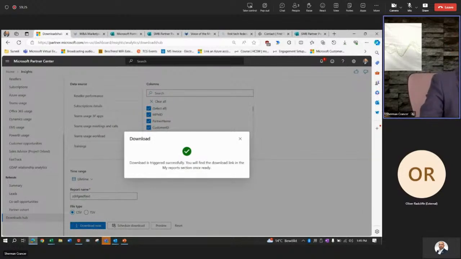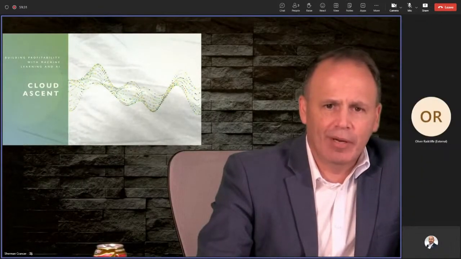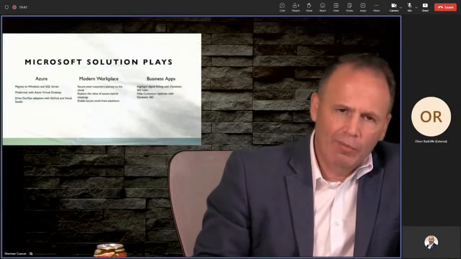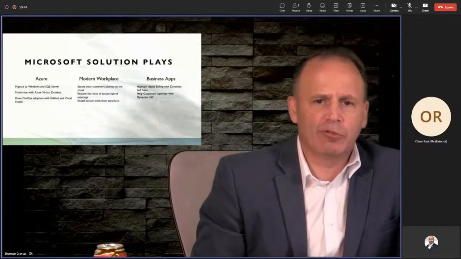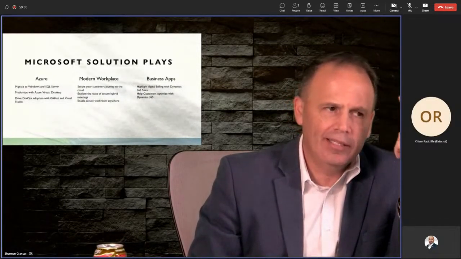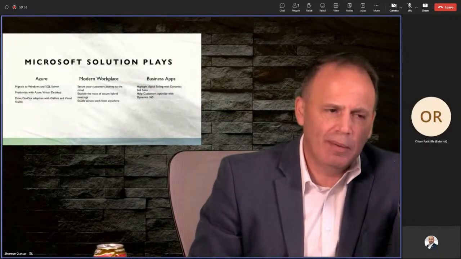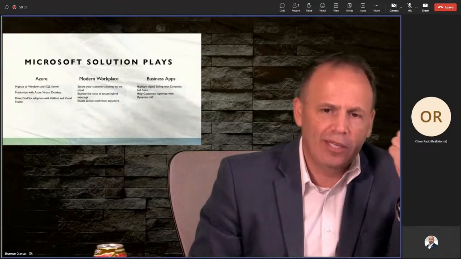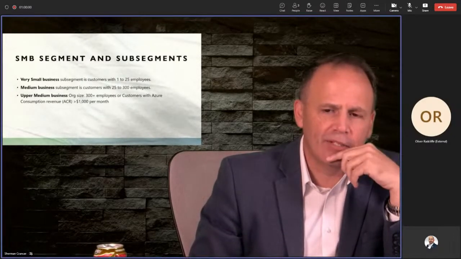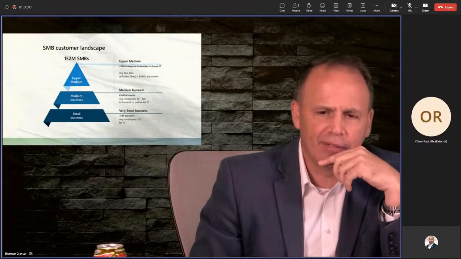Microsoft has put their money where their mouth is when it comes to building a modern data warehouse, using data and AI. And that's where Cloud Ascent comes in. Basically, it's building profitability with machine learning and AI. They understand that there are 3 solution areas: Azure, modern workplace, and business apps. And this whole idea of bringing in millions of data points to make better decisions coincides with Azure, modern workplace, or business apps.